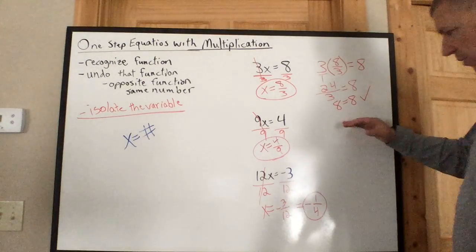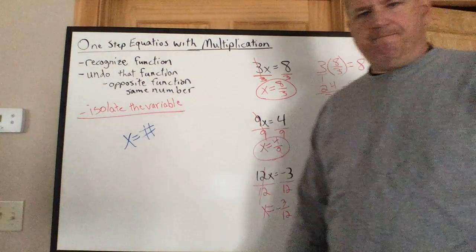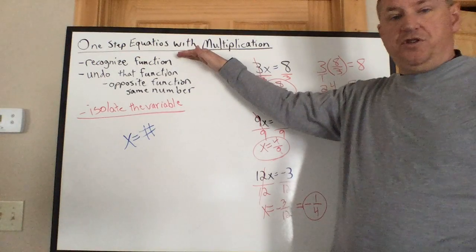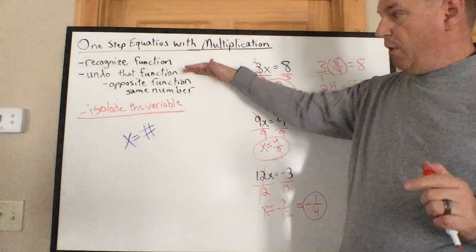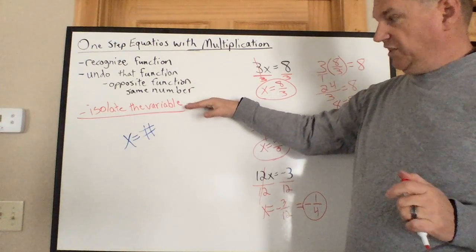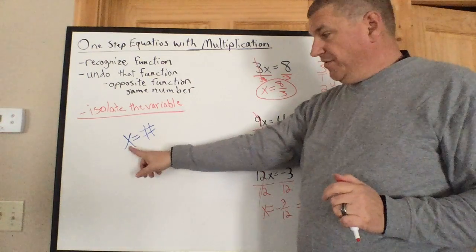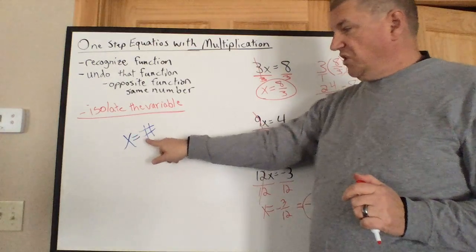And you can do that with each of the problems that we have there, okay? Remember, recognize the function you're given, undo that function by using its opposite function, with the same number, so that we can isolate the variable. So all I have left is my variable equals a single number.